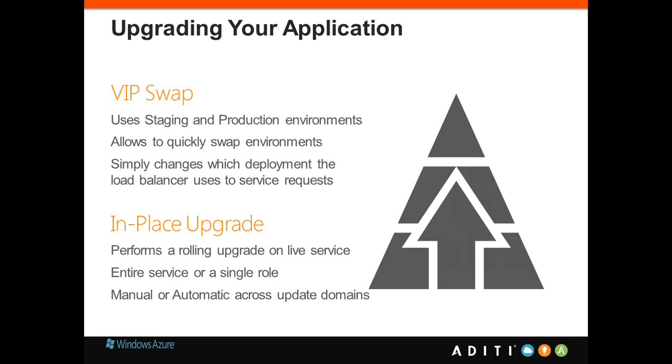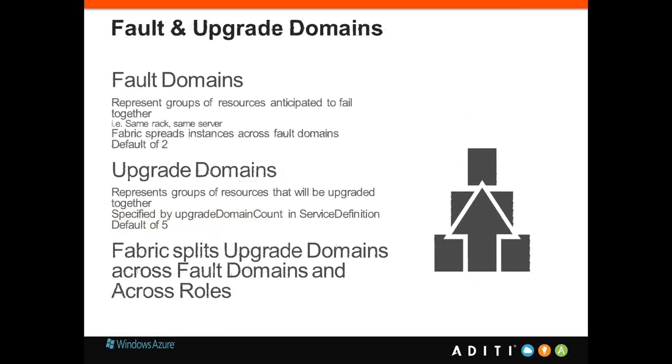And very close concepts to upgrading services are called fault and upgrade domains. Fault domains represent groups of resources anticipated to fail together. What that means is the same rack and same server. This is one unit of your fault domain. And whenever we deploy our application, Azure Fabric spreads instances across multiple fault domains, and the default is 2. What it means is, when I deploy my web role and worker role with 2 instances, I'll have minimum 2 fault domains.